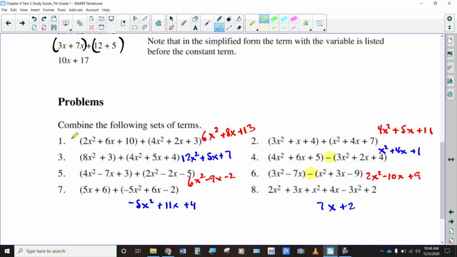So let's focus on problems 1, 2, and 3 to begin with.